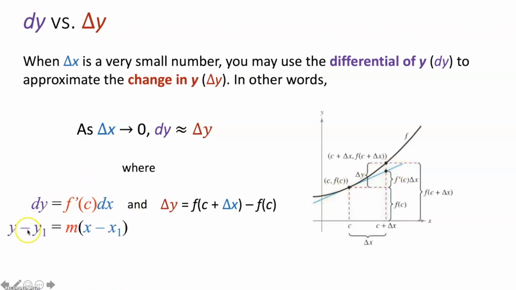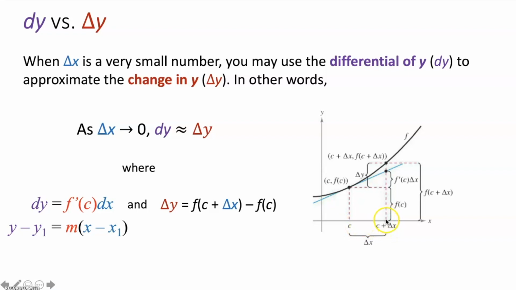If you recall, point slope form is just the change in y is equal to the slope times the change in x. So this is just another form of point slope form. There are two different change in y's that we're talking about. dy is just the change in y for our tangent line, whereas delta y is the change in y for our original function. But since that is sometimes hard to find, we can use dy, the differential of y, in order to approximate delta y as delta x approaches 0.